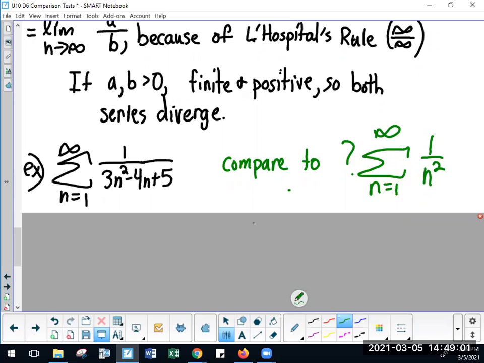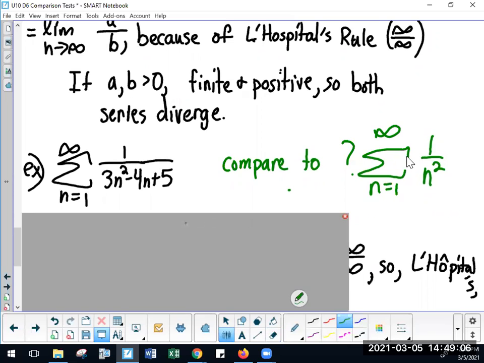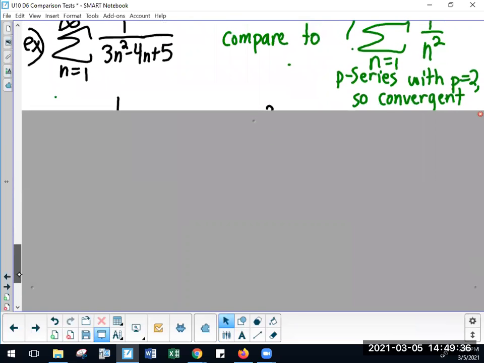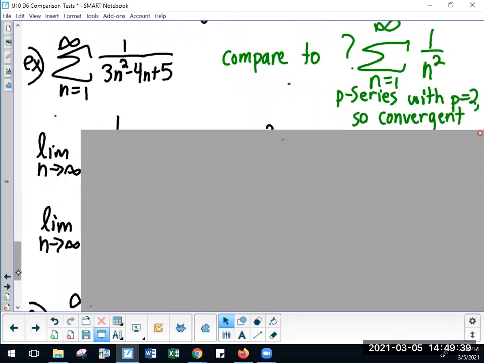Which, last time I checked, is a convergent p-series. Sound about right? Convergent p-series. Okay. So that's good. This is what we're looking at.